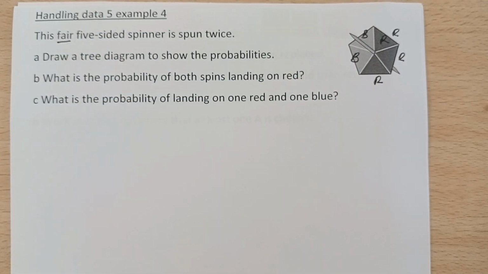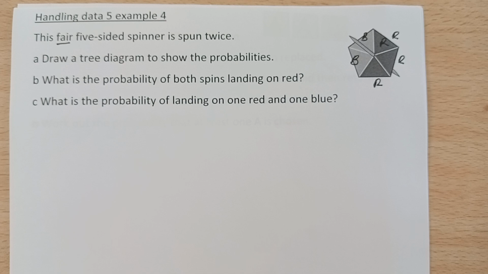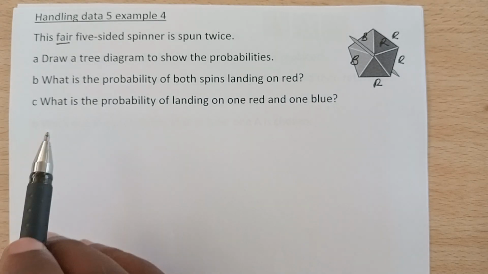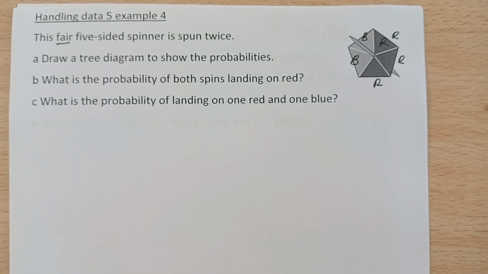Fair means that all faces have equal probability of showing up. We talk about it as equiprobable. Equiprobable events are the events that are equally likely to happen, and they will always happen on a fair item, like we are talking about the fair 5-sided spinner. It is spun twice. And the question is highlighting a tree diagram.